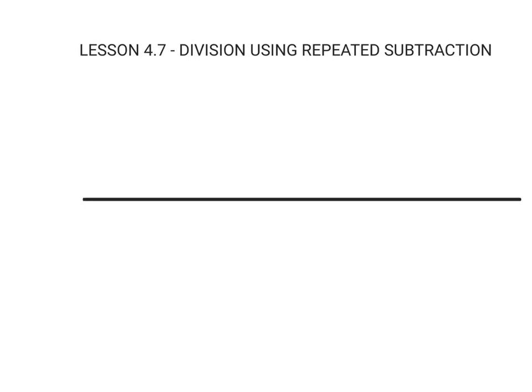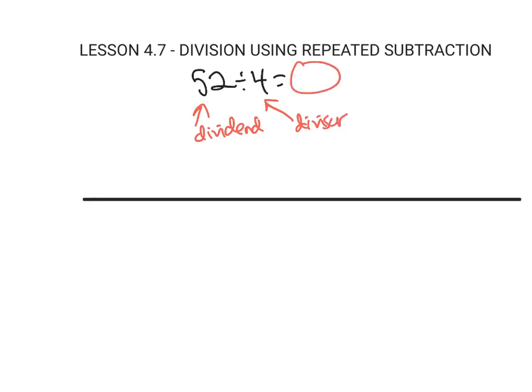So I've got 52, and we're going to divide by 4. So again, some key terms here. My dividend, my divisor, and my quotient. Good. So 52 divided by 4.